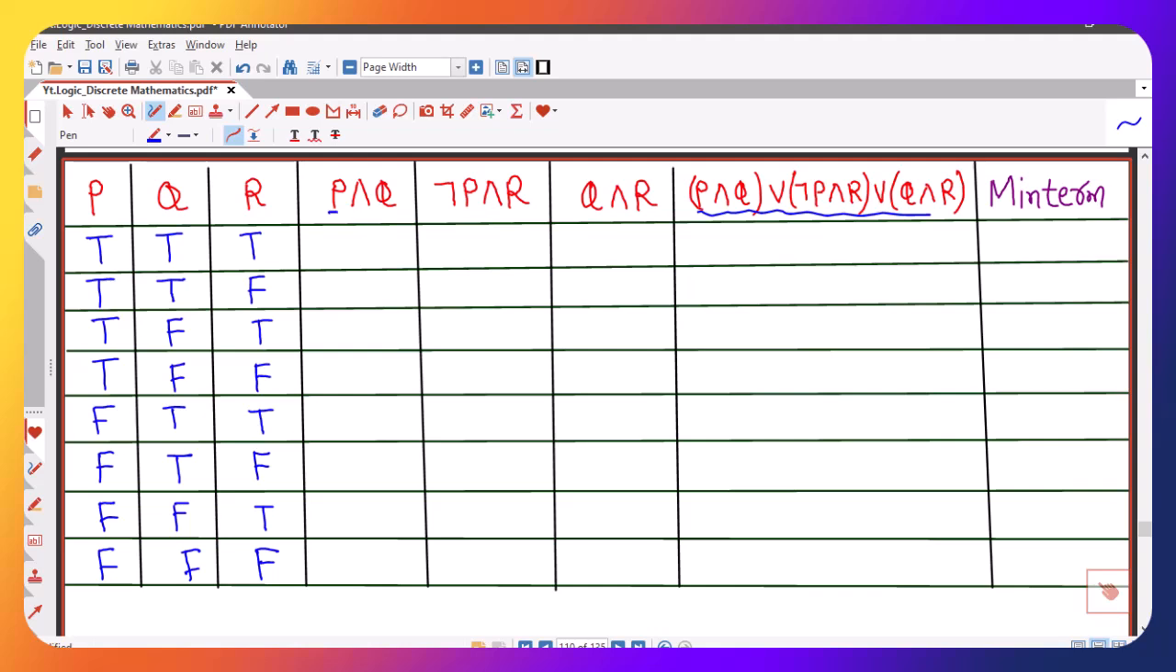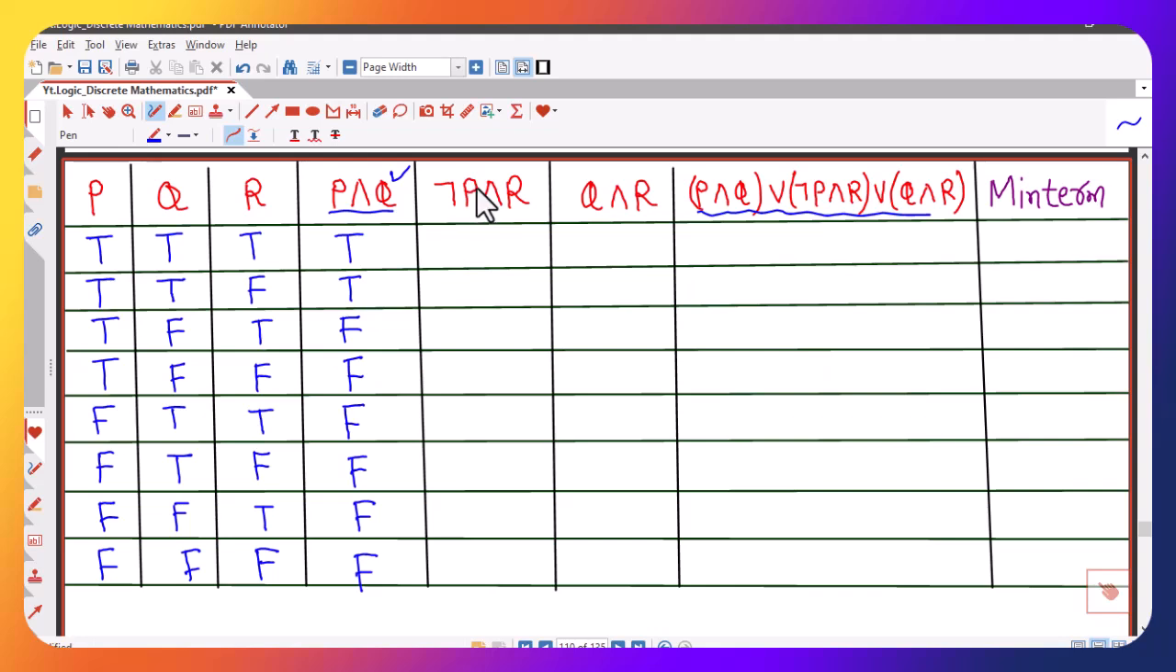Here we have to write p and q, and we know that if we have the AND operator, then this is true if both are true, otherwise it is false. So for the first case both are true, therefore p and q is true. Here also both are true, therefore p and q is true. Here q is false, therefore this is false. Here also q is false, therefore p and q is false. And in all remaining cases p is false, therefore p and q becomes false.